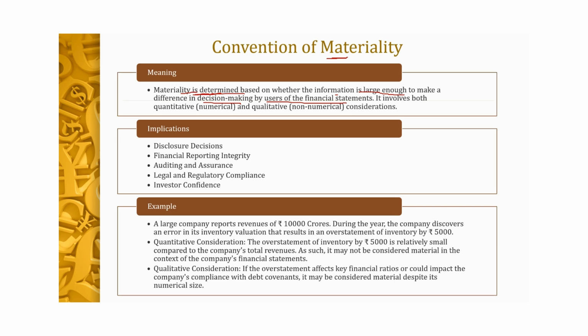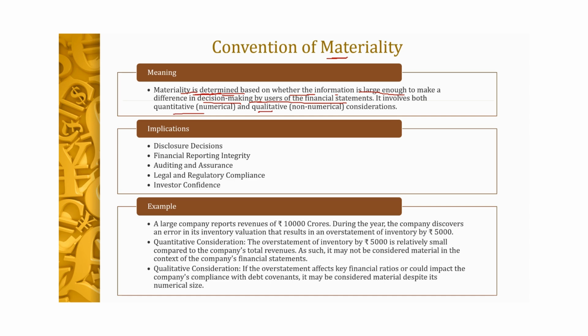So मटीरियलिटी से हमें ये कंसिडर हम करते हैं कि क्या जो इंफॉर्मेशन हम प्रोवाइड कर रहे हैं फाइनेंशियल स्टेटमेंट्स में वो यूजर्स के लिए डिसीजन मेकिंग के लिए इम्पॉर्टेंट है, सफिशिएंट है, राइट? तो अगर वो इम्पॉर्टेंट है, सफिशिएंट है, तो वो सारी इंफॉर्मेशन हमें फाइनेंशियल स्टेटमेंट्स में डिस्क्लोज करनी है। ये इसमें क्वांटिटेटिव इंफॉर्मेशन भी हो सकती है और क्वालिटेटिव इंफॉर्मेशन भी हो सकती है। सो वॉट एवर इट इज, ये बेसिकली डिपेंड करेगा ऑन द प्रोफेशनल जजमेंट ऑफ द person who is preparing financial statements. So he will make out whether that information is material or not.